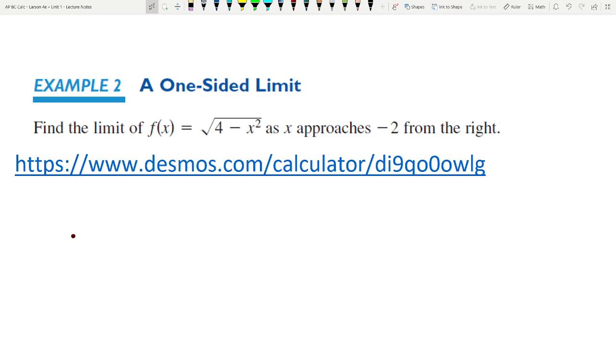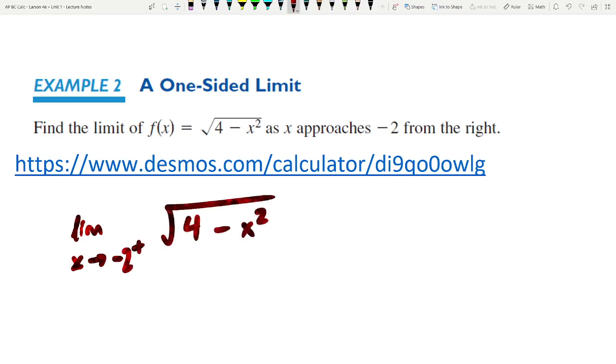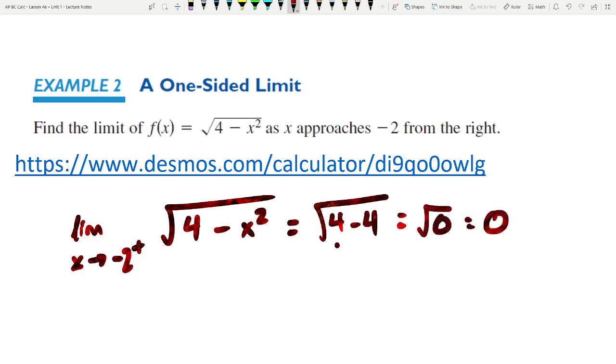Now, if we look at that analytically, then we're looking at the limit as x approaches negative 2 from the right of square root of 4 minus x squared. You can just plug that in. And what do we get? We get root 4 minus 4, which is root 0, which is 0. Cool. And what we're approaching from here is coming from the positive direction, so we don't have a breaking of our root symbol.